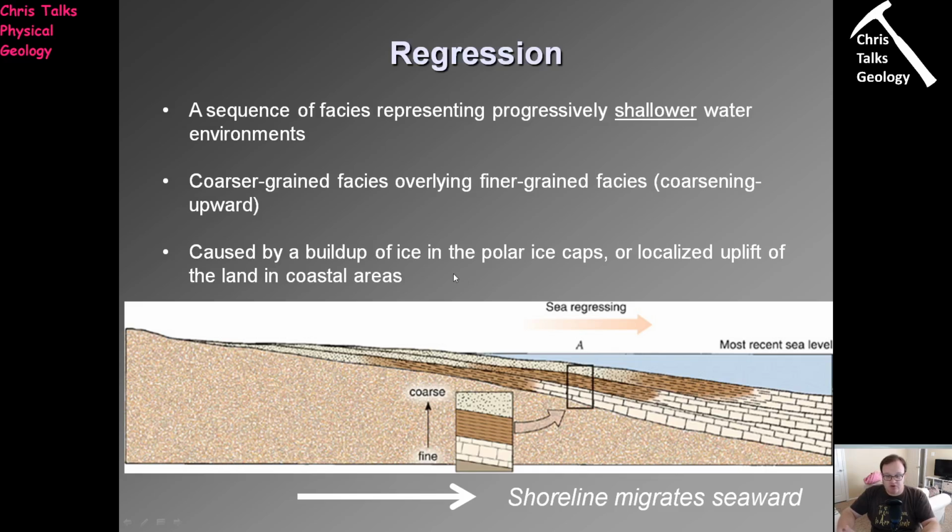That's going to lock water away so it can't go back to the oceans. So essentially the sea level is going to start dropping. It could also be caused by a localized uplift of the coast during an earthquake.